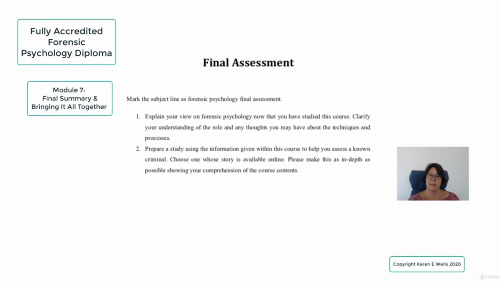The second is to prepare a case study using the information given within the course to help you assess a known criminal. You're going to choose one whose story is available online, so you can choose anybody really, and make this as in-depth as possible, showing your comprehension of the course contents. Okay, so that's your final assessment to get your certificate from me.